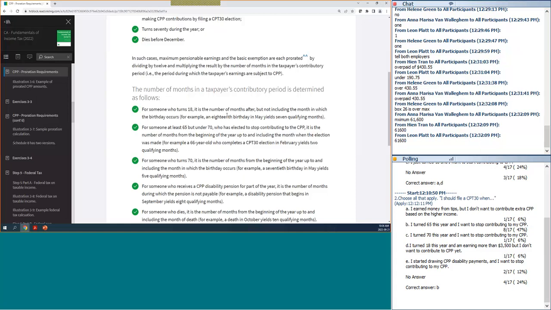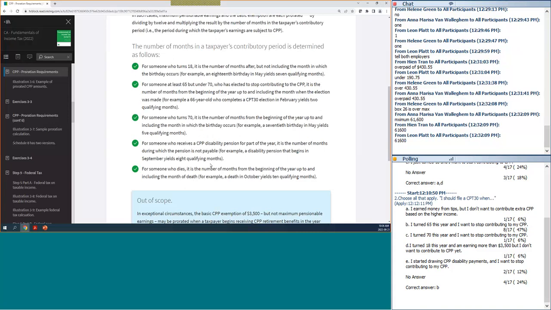For someone who's receiving CPP disability, it's the month that the pension is not payable, so you're not going to include the month. You're going to do all of the months except the ones where they're actually on CPP disability. So if they start it in September, they're going to go January to August, and then September will not count. And then for someone who dies, you're not going to do that tax return, but we have a rule for that as well.